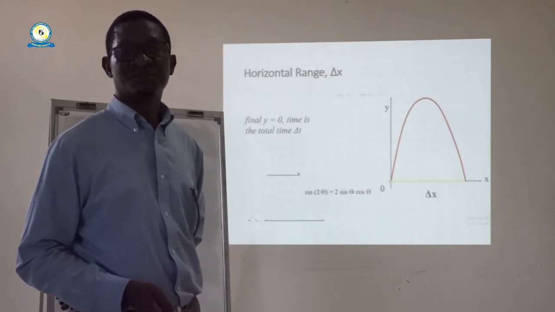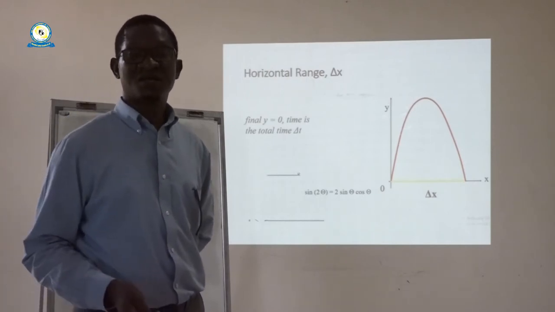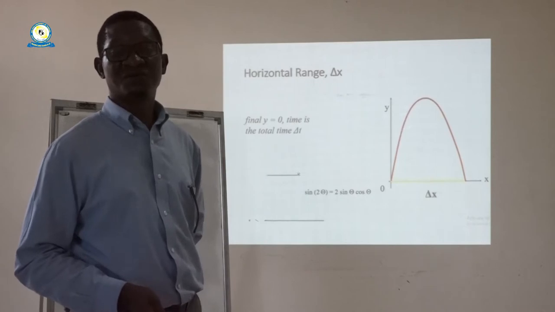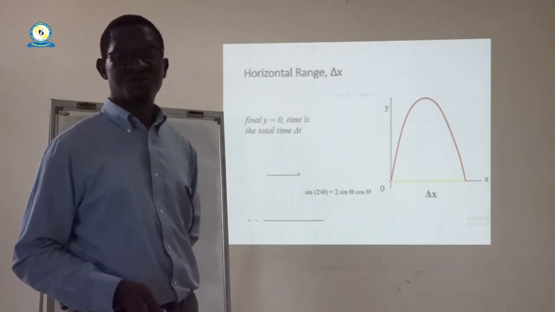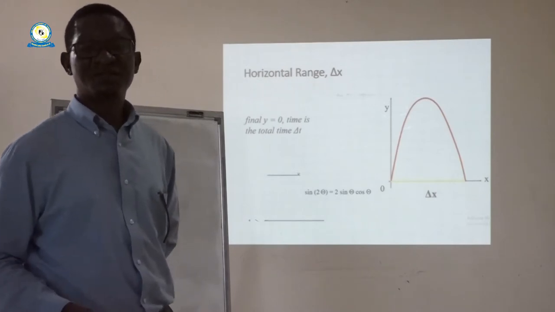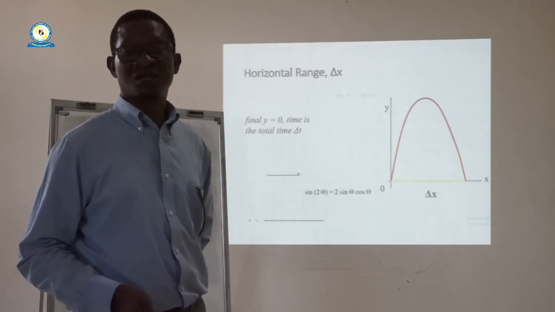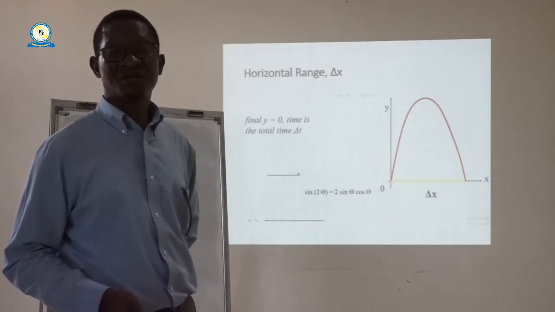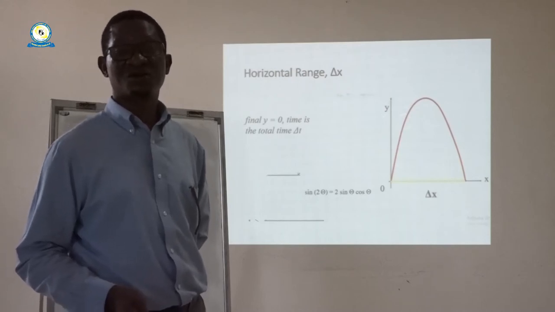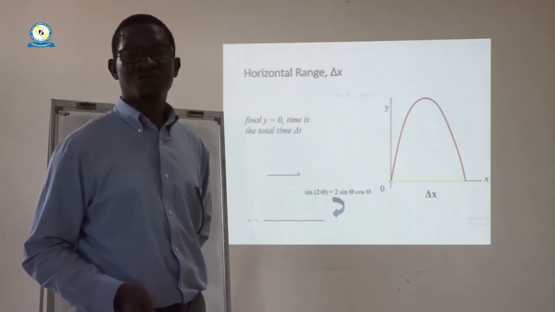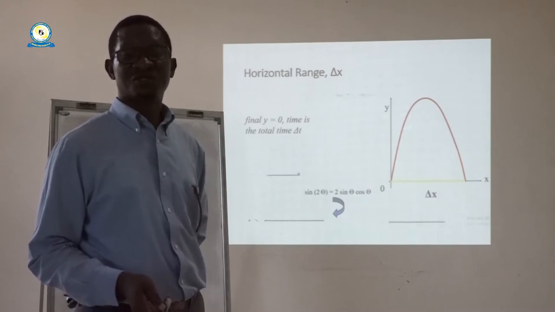This you have to remember: manipulations of trigonometric identities. You have to remember, like this one, sine 2 theta is equal to 2 sine theta cos theta. We use them in projectile motion.